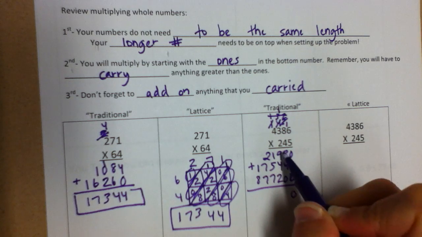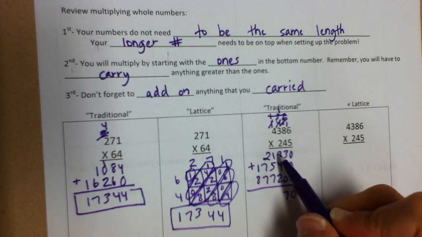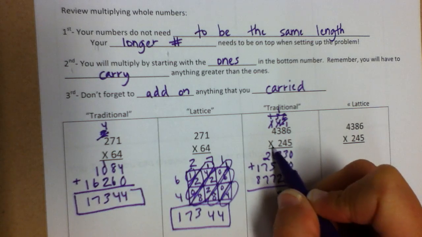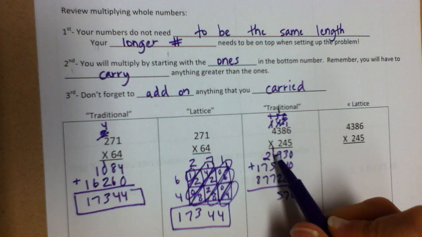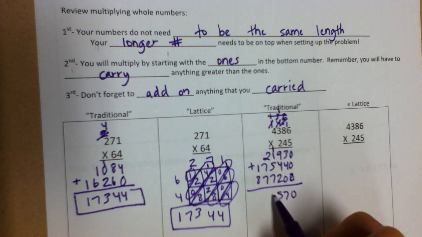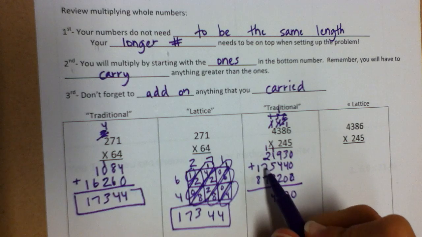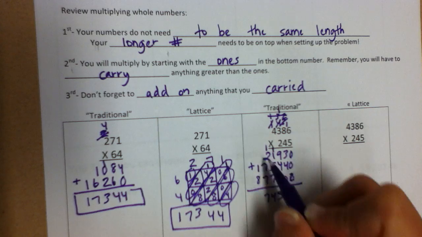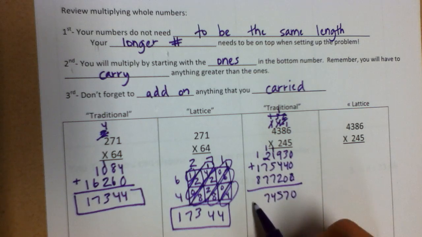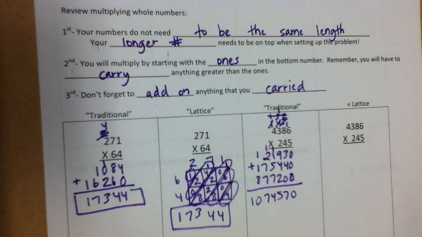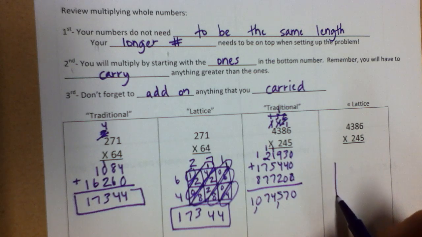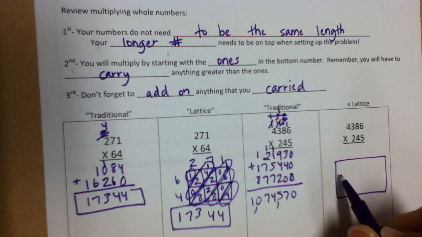Zeros. 3 plus 4 is 7. 9 plus 4 is 13. Plus 2 is 15. 7 plus 5 is 12, plus 1, 13, plus another 1, 14. 7 and 7 is 14, plus 2 is 16, plus 1 is 17, and 8 and 1 makes 10. So 1,074,570.